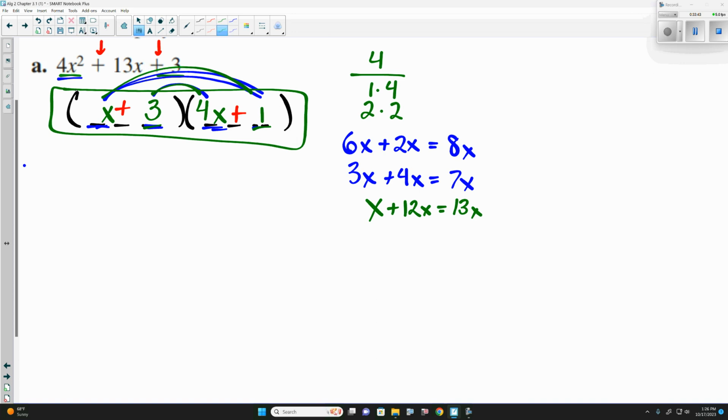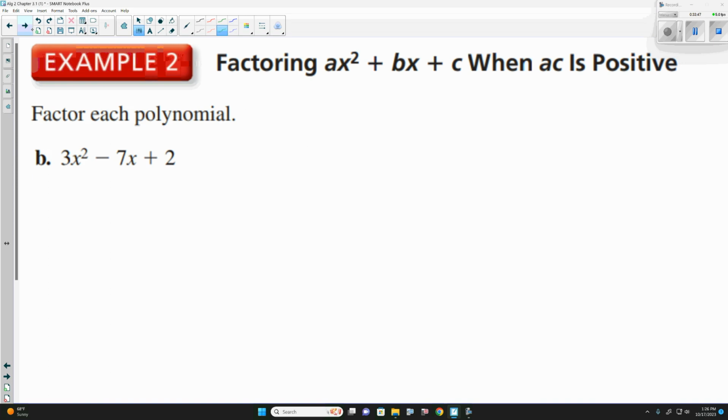Does that make sense? And unfortunately, this is one of the few things in Algebra 2 that's really more of a guess and check. We're going to try it, keep trying, keep trying. But one of the nice things with these is if you get it right the first time, you're done. You got it right. We can move on.